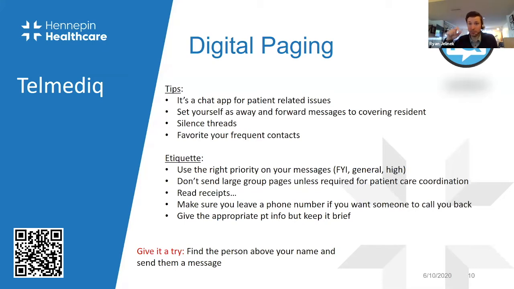General will do the text and then the phone call, I think 2 minutes and 5 minutes later, whereas a high priority sends you a push notification and a text at the same time, followed by a phone call like 30 to 60 seconds later. So that's really trying to grab someone's attention. So just be mindful of that when you're sending messages through Telmetic. Don't send large group pages unless it's absolutely required.